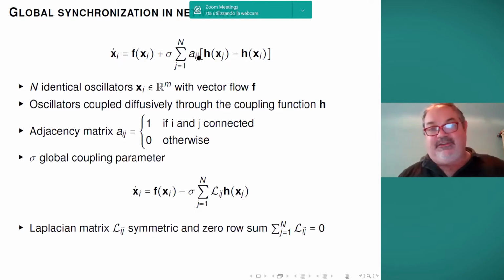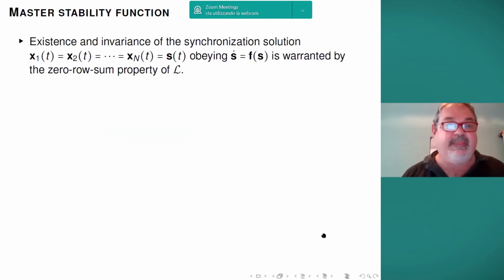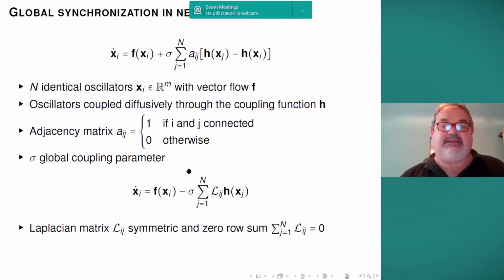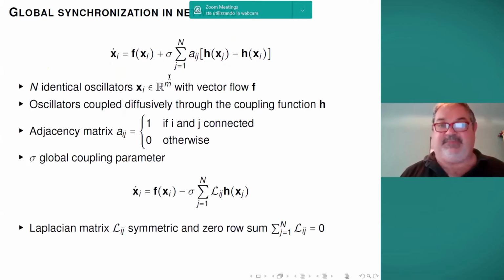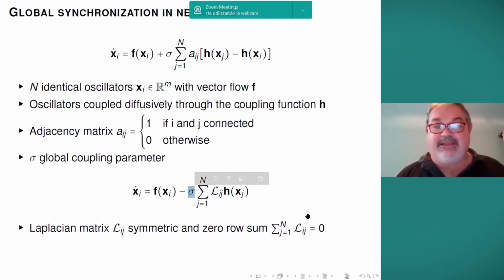So one way of screening, you can immediately see that you can introduce the Laplacian matrix here. The Laplacian matrix is symmetric and has zero-row sum, so it has this property. Being symmetric and zero-row sum, this means that the synchronization solution, which is x1 equal to x2 equal to xn, always exists, because when you plug the synchronization solution in here, this term identically vanishes. Not only is it present, but it is invariant. It means that for whatever value of sigma, the solution is the same.